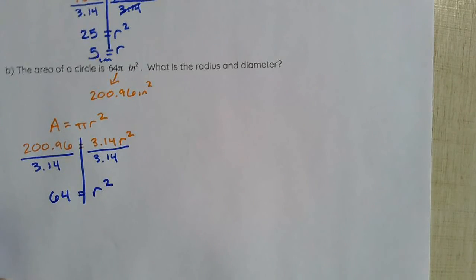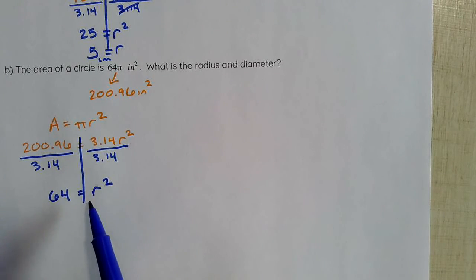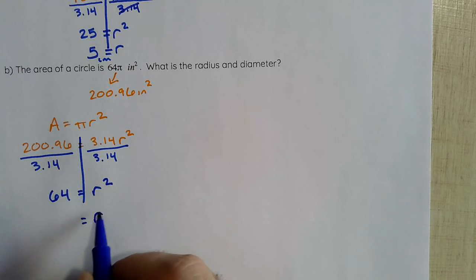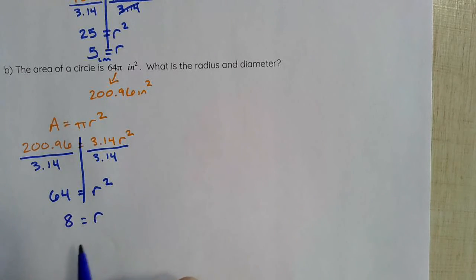And again, I'm going to ask myself using mental math, what number squared equals 64? That's going to be a value of 8. So the radius is 8, the diameter is 16. And again, I need some labels on here, inches and inches.